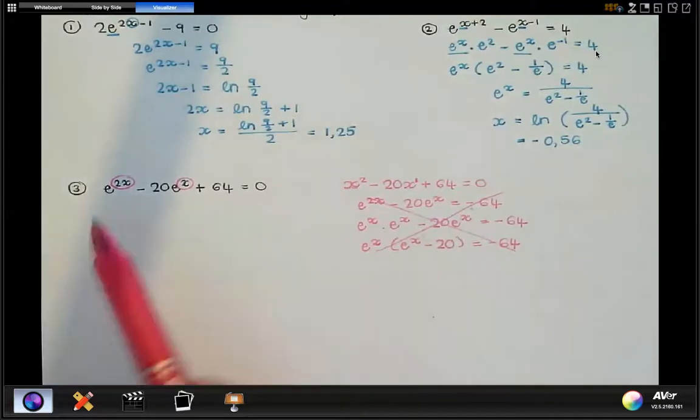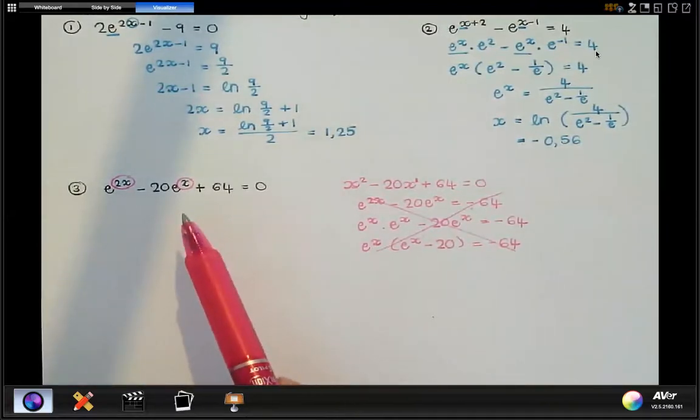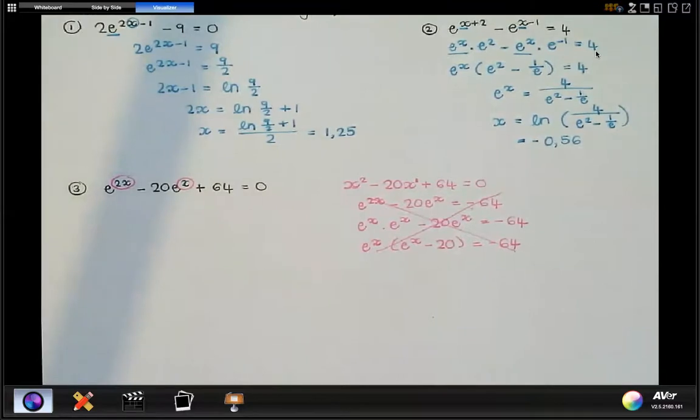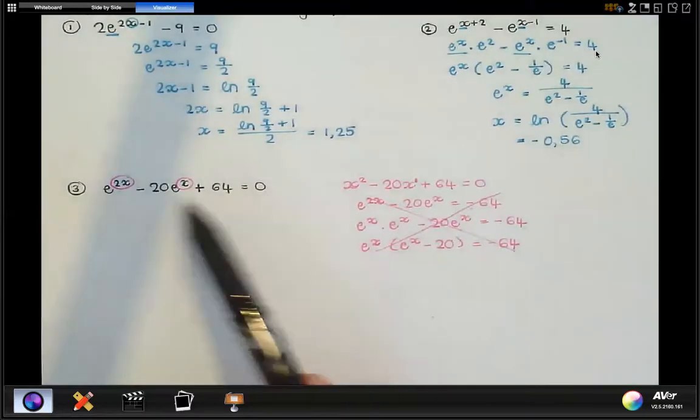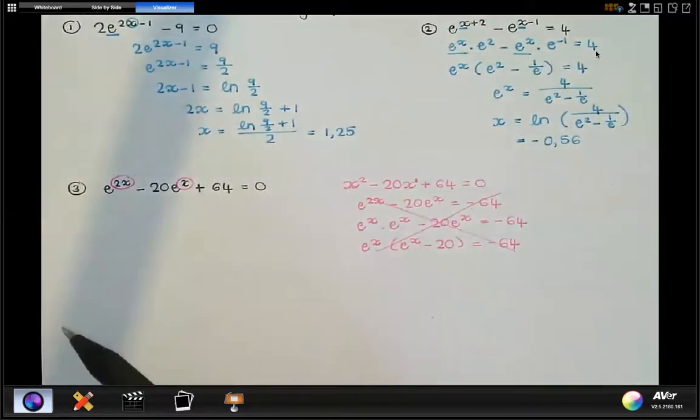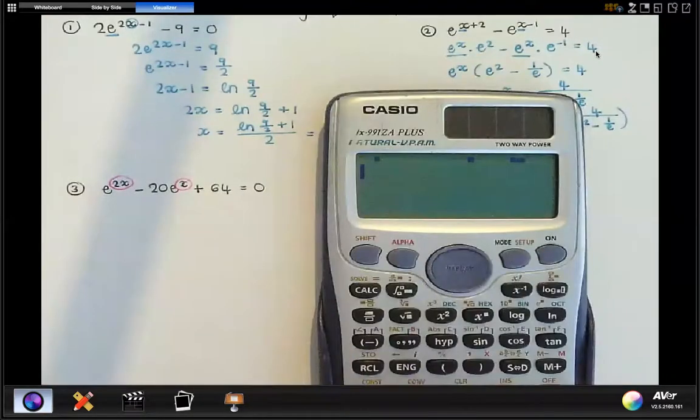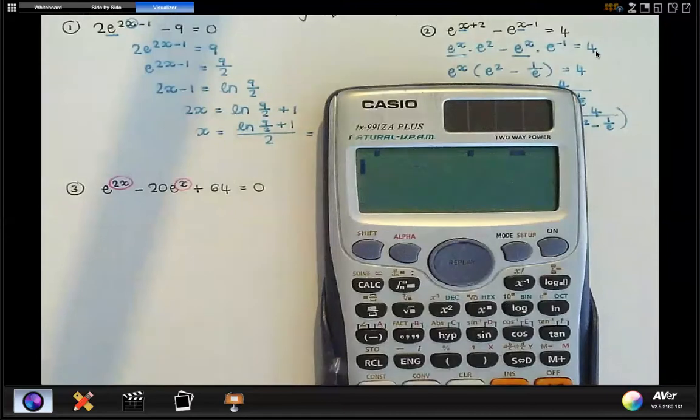So the only thing that you can do here is to factorize this in the same way that you would factorize a trinomial. Now you can obviously look at it as product of 64, and the sum of those products must give you negative 20, but we have the calculator, so I just want to show you guys once and for all how to use your calculator to help you solve one of these equations.